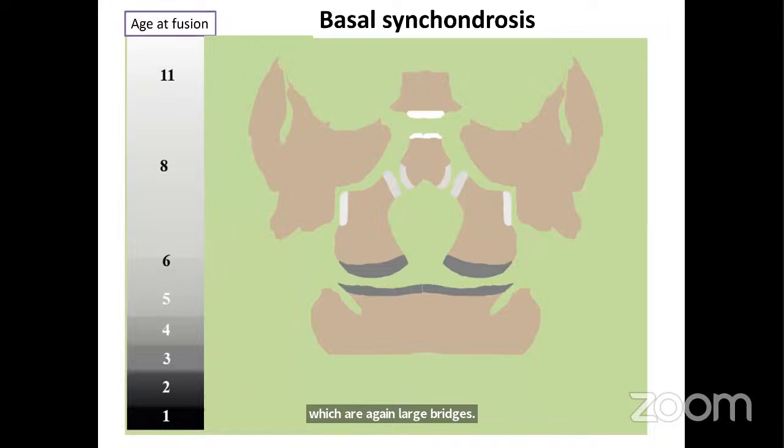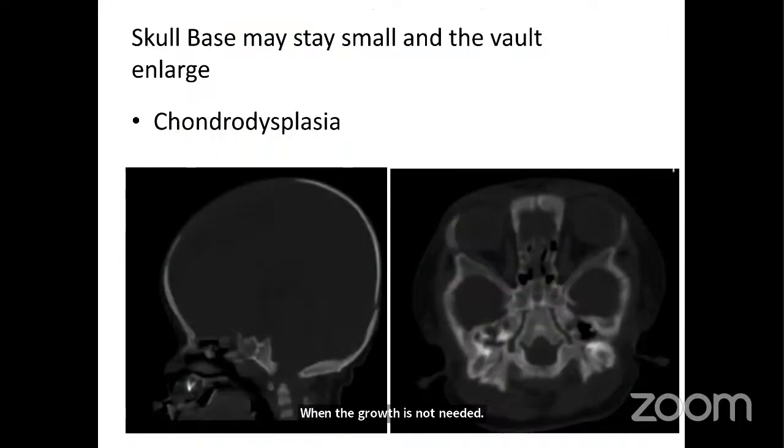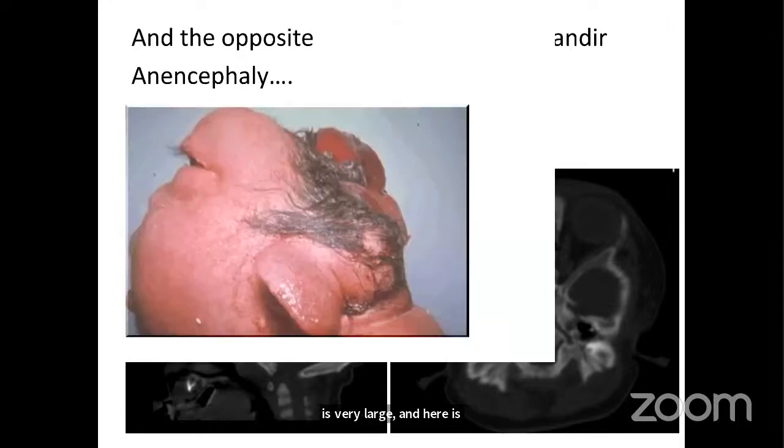And then you see much later in time, for some around adolescence, they will fuse when the growth is not needed. You see here an example of dissociation. We have a normal skull base and a very large growth of the vault. So the space does not grow because it's dysplasia, but the skull vault is very large. And here is the contrary. There is no brain, there is no skull vault, but the skull base is still present in that encephalon.